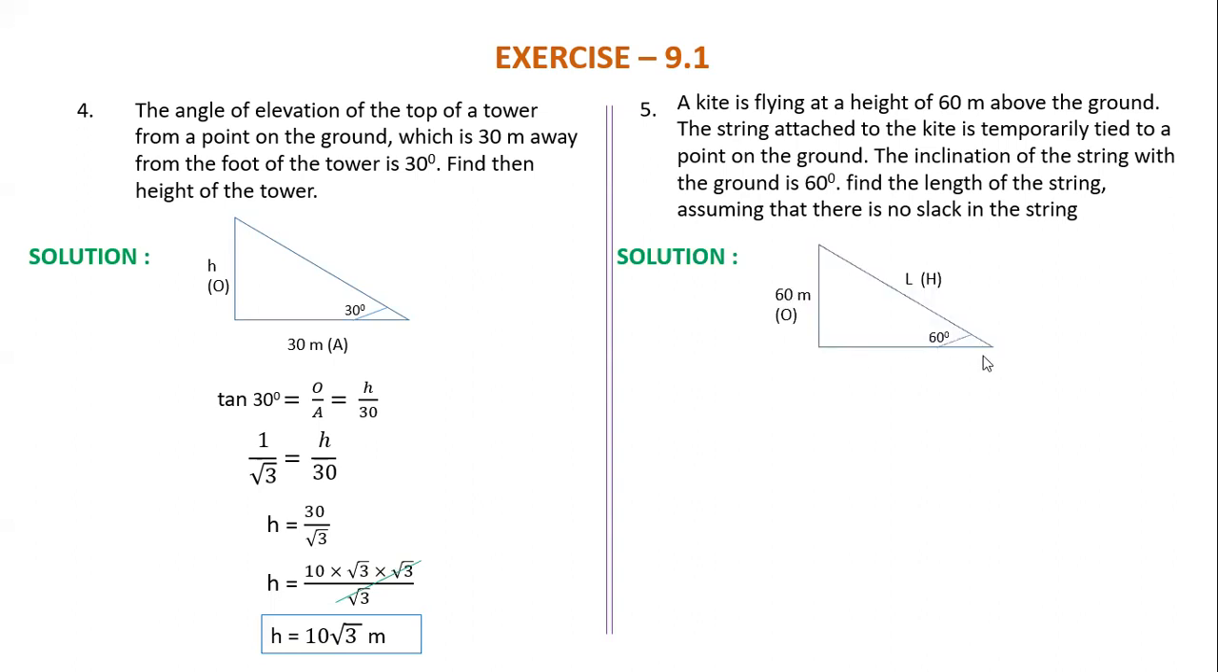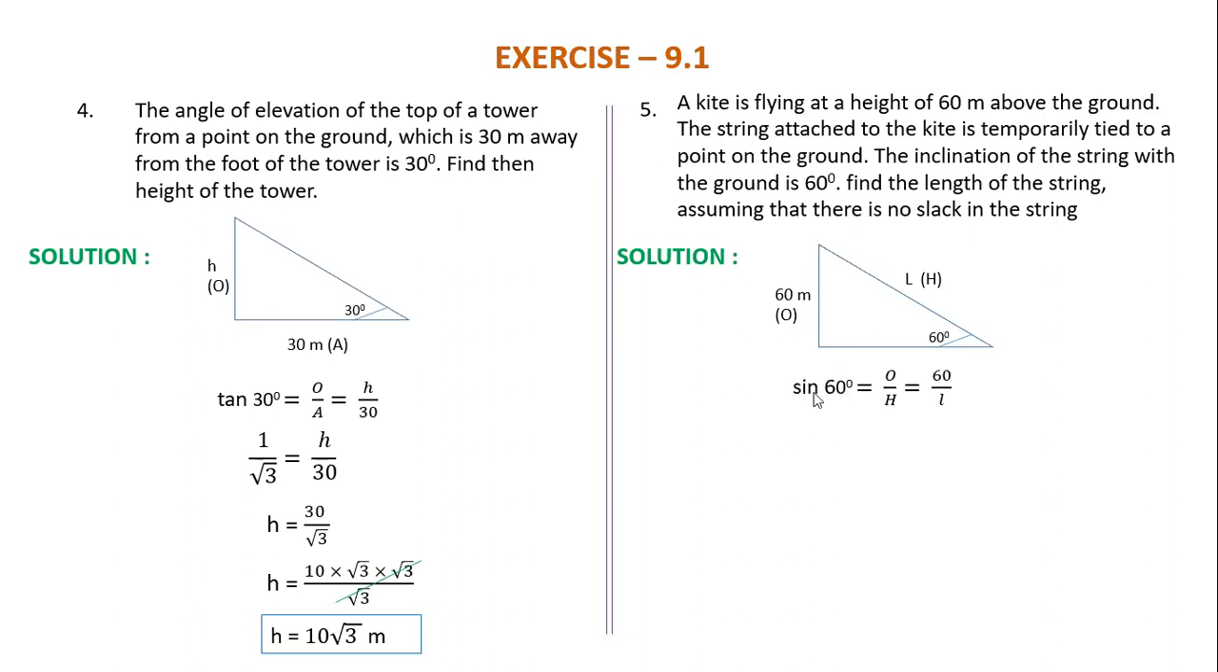Solution. So this is 60 degrees. There is a kite here. It is at a height of 60 meters above the ground. Okay. And this is the rope, or this is a thread which is just tied to the kite. So we want to find the length of the string. To find the length of the string, that means you have to find L. Okay. And this is O and this is H.